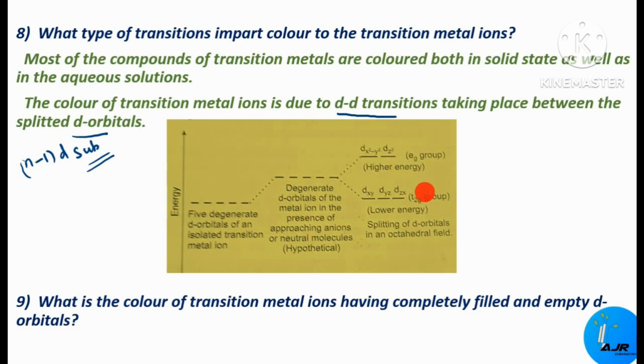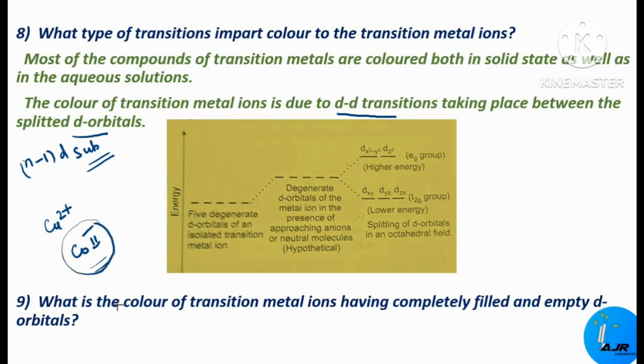Understood? Therefore, the transmitted light shows a complementary color corresponding to the absorbed wavelength, and the compound or the hydrated ion shows that color. For example, Cu2+ ions absorb red radiation and transmit the complementary greenish-blue radiation. This is why cupric salts appear greenish blue in color. Similarly, hydrated Co2+ compounds absorb blue-green radiation and transmit the complementary red color.